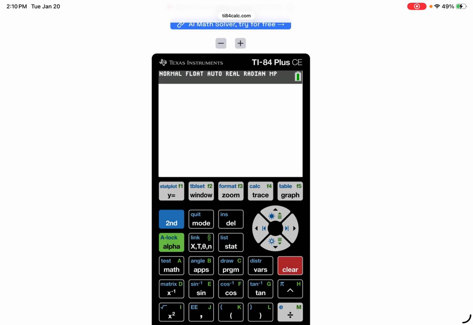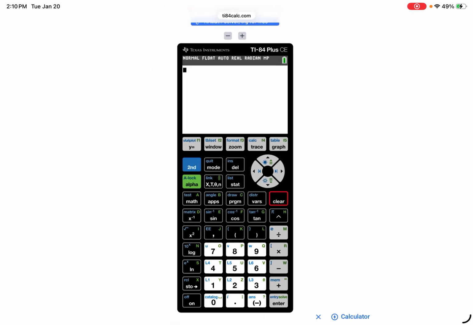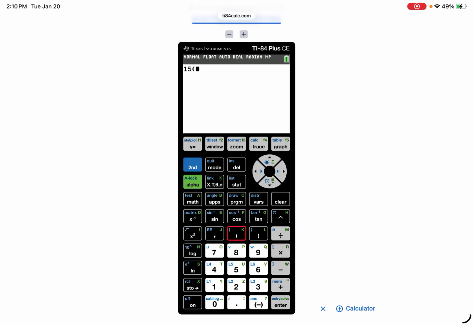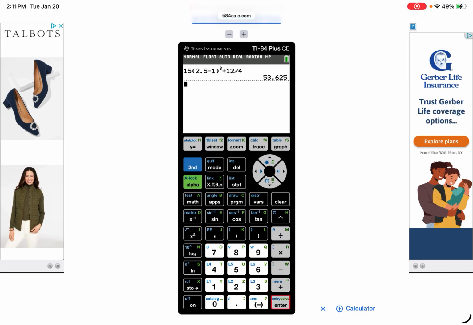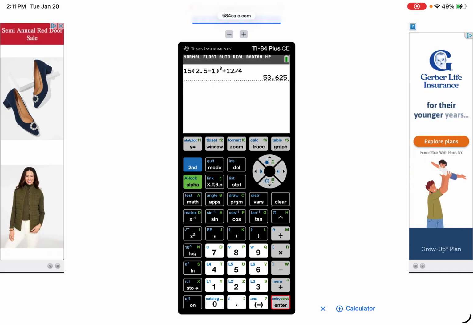I'm going to type the problem in exactly as I see it on my paper. So 15 parentheses, 2.5 minus 1, close parentheses, raised to the third power. I'm going to use the right arrow to kick out of my parentheses. Then I'm going to type in plus 12, then divided by 4. And what do you know? 53.625. So your calculator is programmed to do the order of operations, so it will tell you what the right answer is on these types of problems, the problems that don't have any X's at all.